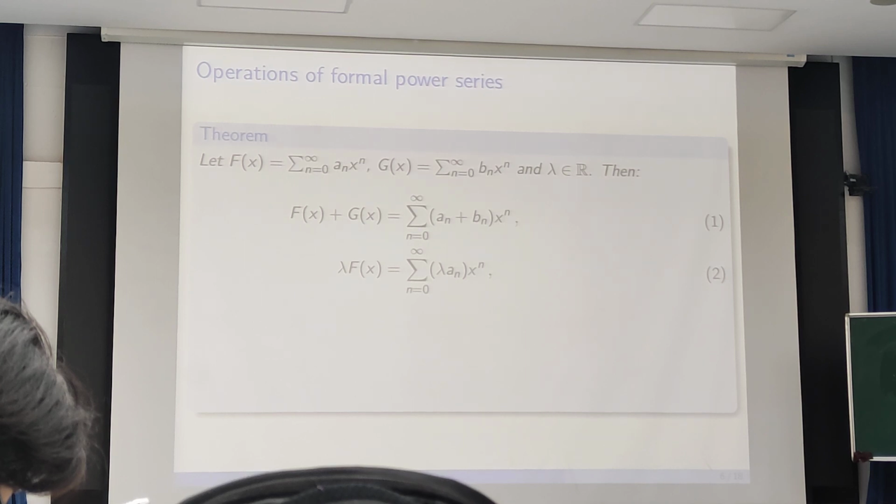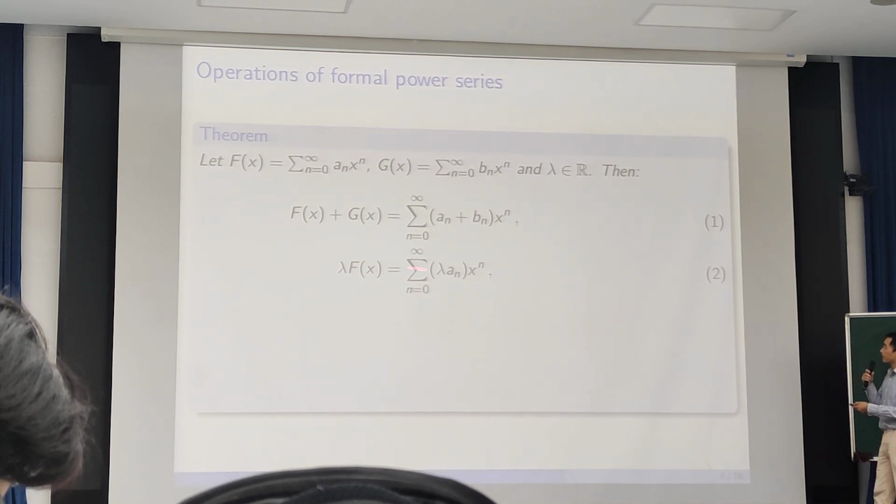Another simple operation is the product by a scalar. If you multiply a generating function by a scalar lambda, by scalar I mean just a number, then you obtain the generating function of the corresponding sequence. You multiply every term of the sequence with the same scalar. So these two operations are straightforward.